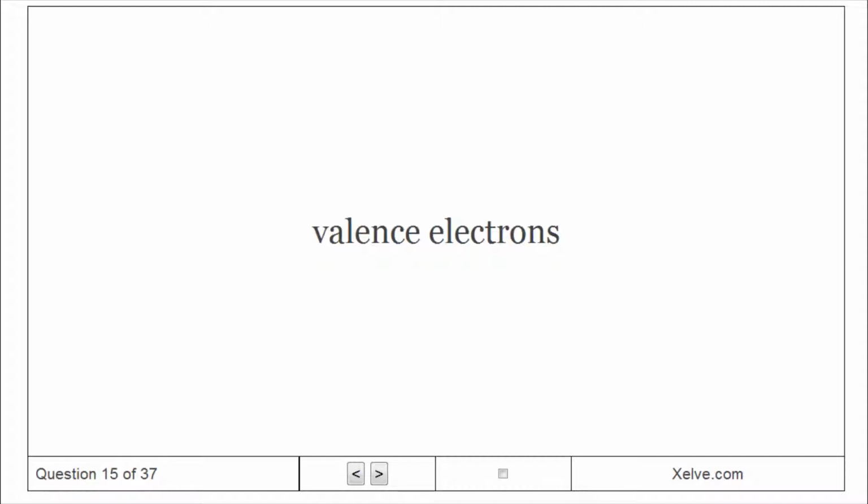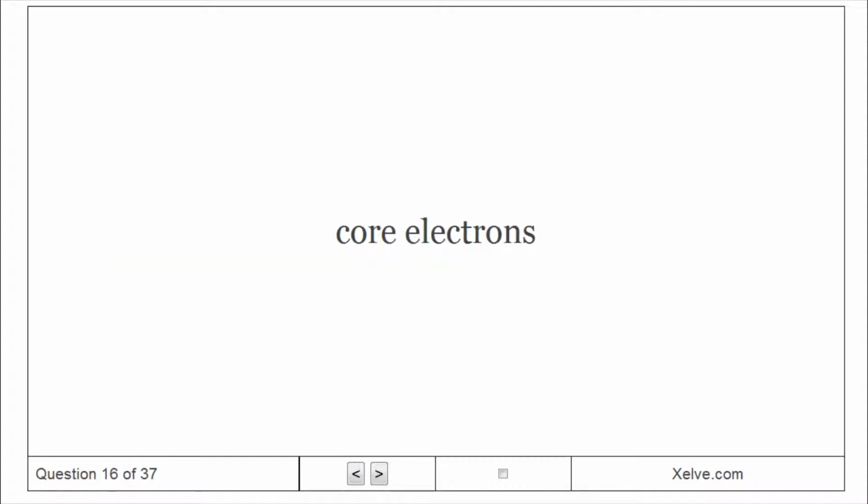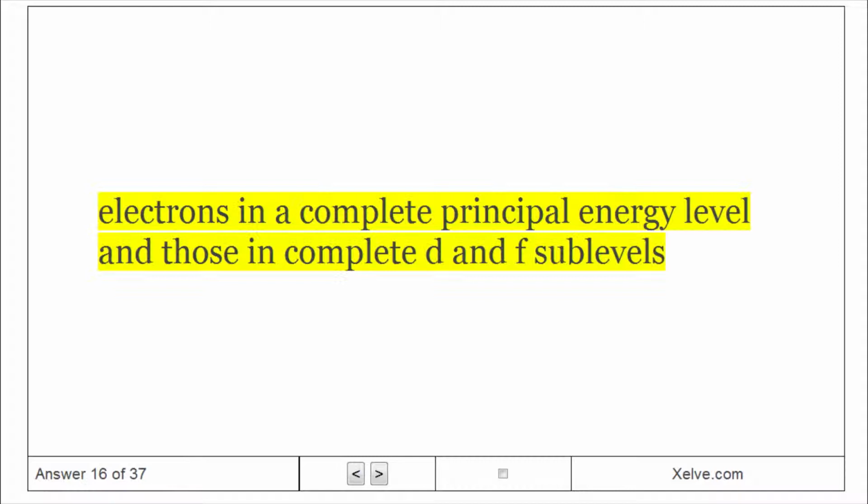Valence electrons. Electrons that are important in chemical bonding; in main group elements, the outermost principal energy level. Core electrons. Electrons in a complete principal energy level and those in complete d and f sublevels.